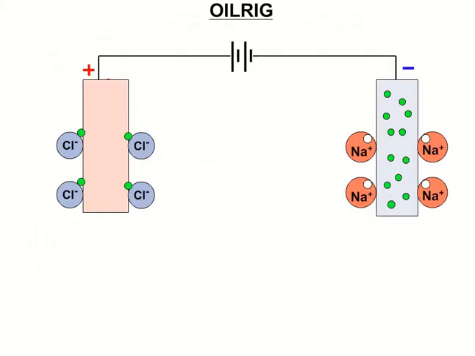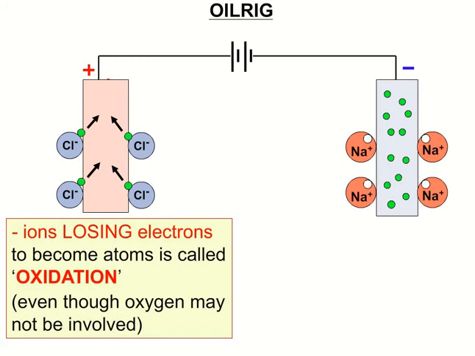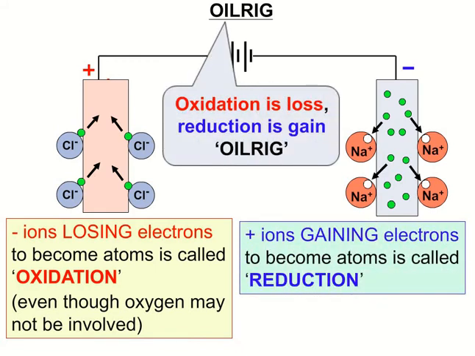OIL RIG: oxidation is loss, reduction is gain. Loss of electrons by ions to become atoms is called oxidation, even though oxygen may not be involved. Ions gaining electrons to become atoms is called reduction. So oxidation is loss, reduction is gain. That is called OIL RIG.